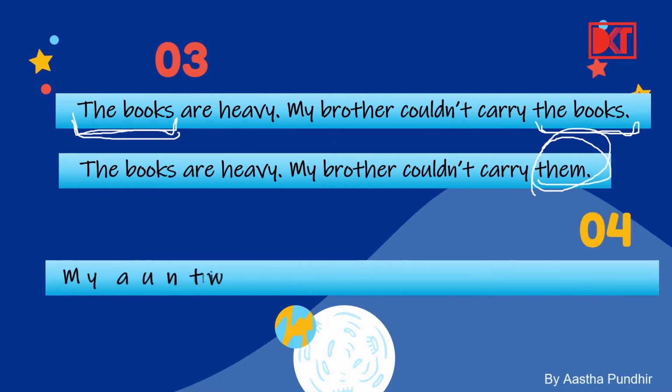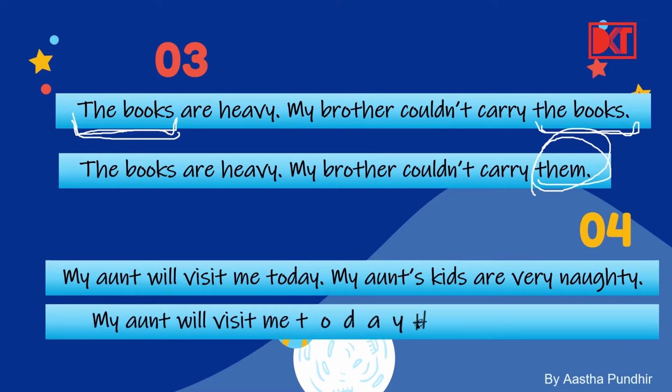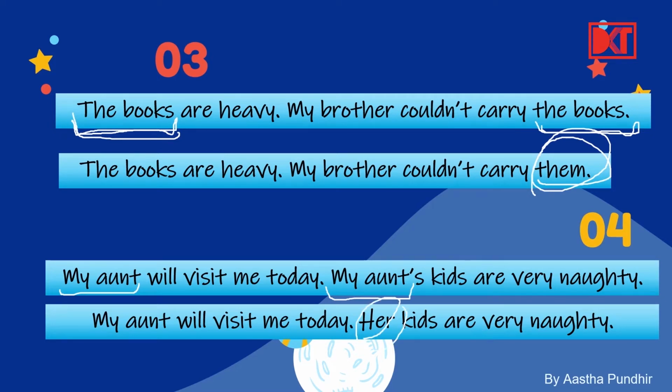Now then another example. My aunt will visit me today. My aunt's kids are very naughty. What is being repeated here? My aunt. Again, my aunt. So instead of my aunt's kids, we write her kids are very naughty. So you see again, pronouns क्या कर रहे हैं? Pronouns are replacing a noun and they are avoiding repetition. Here them is a pronoun, here her is a pronoun.